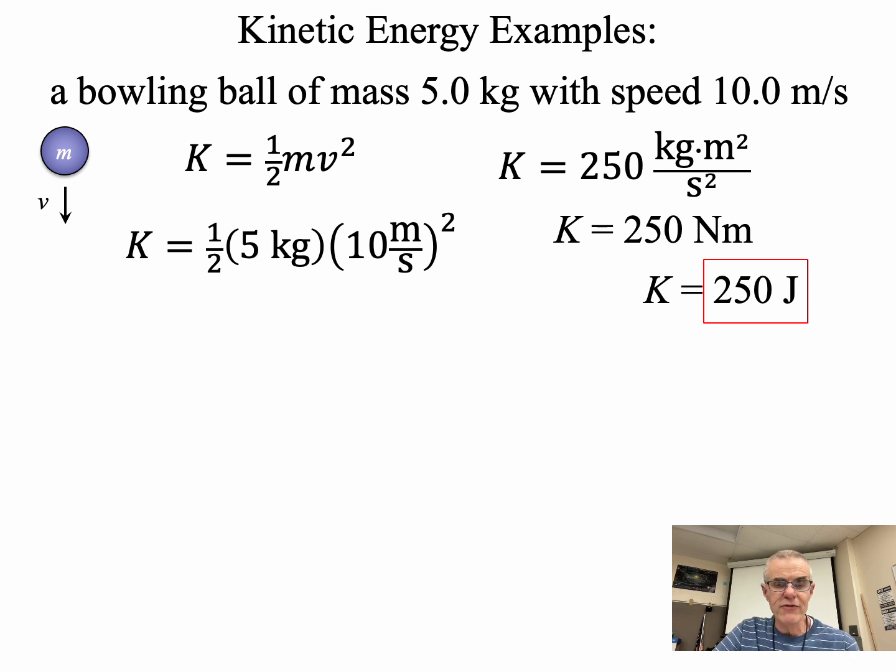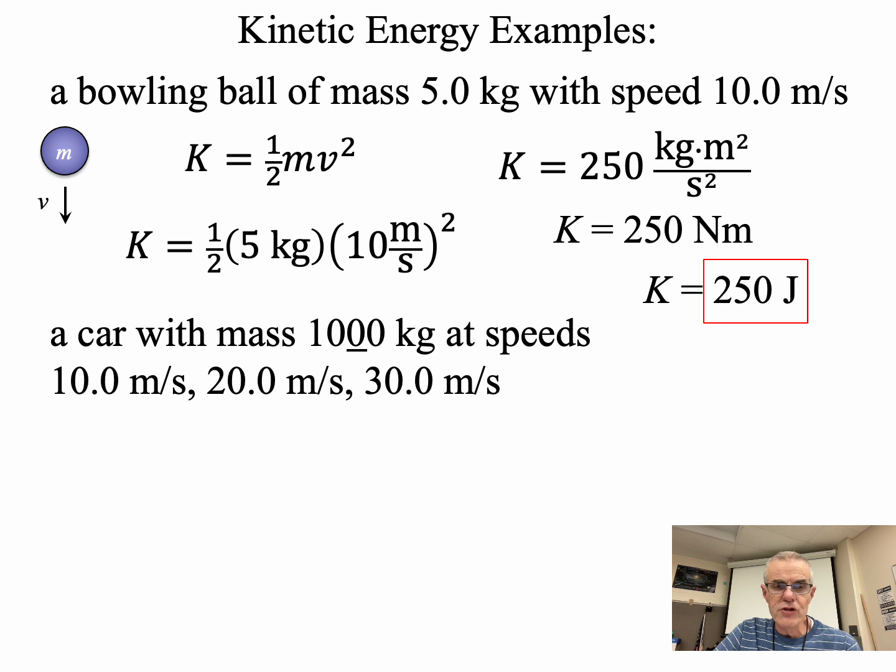Pretty simple, right? If we have the mass and speed, we just run these numbers, and then we know how many joules that is. Here's another example. Let's suppose we have a bigger object, a car, moving at some different speeds. So we'll just play around with the numbers and see what happens to our amount.